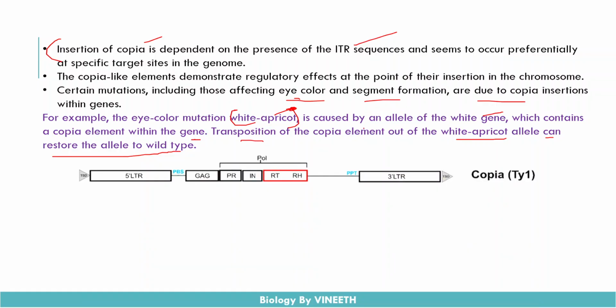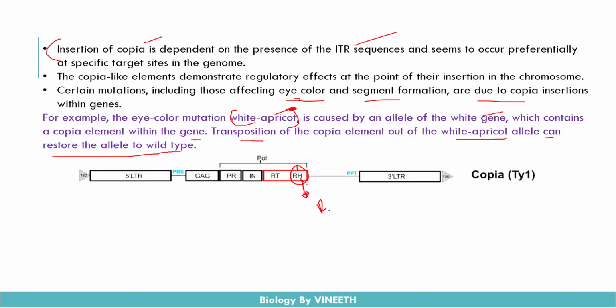Copia elements also contain GAG, PR, IN, RT and RH genes, which code for different proteins, okay. It is the same reverse transcriptase mechanism which I discussed in the previous slide. First it produces an RNA intermediate, then it gets translated into different proteins, okay. And the GAG proteins form the virus-like particle structure. In this structure, the RNA will get converted into the DNA molecule or the RNA-DNA hybrid, and it gets cleaved by the RNase H enzyme, okay.